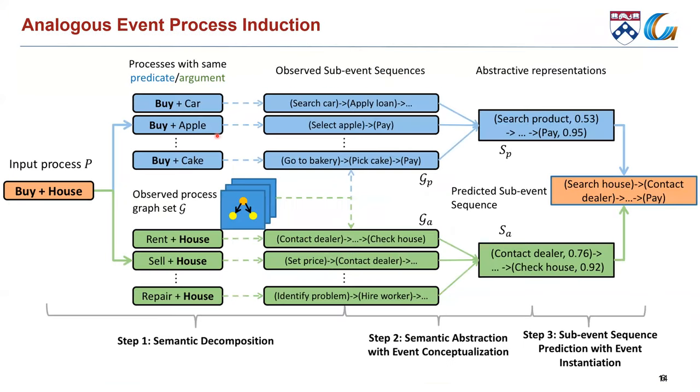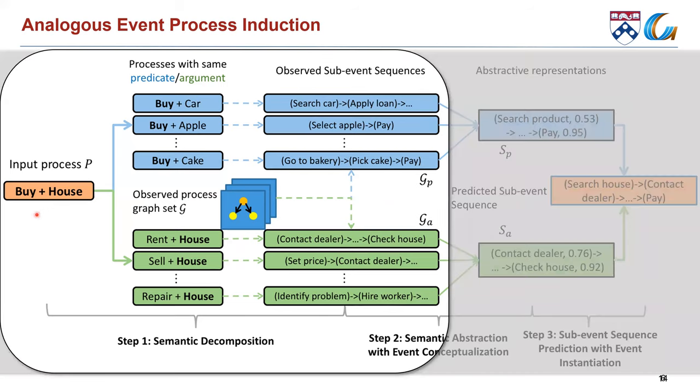So this is the overall framework of this system. I'll just give some high-level introduction. We operate the system in three steps. In the first step, given the goal, let's say buying a house, the system will try to find a group of reference processes that either share the same action or share the same object, which means that we'll get lots of buying something or lots of some action that is taken upon the house. And then we will gather lots of those processes as reference processes.